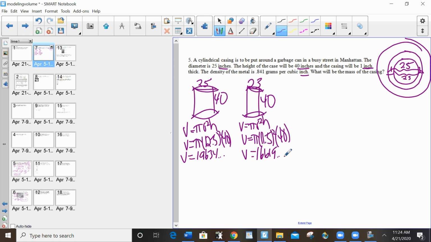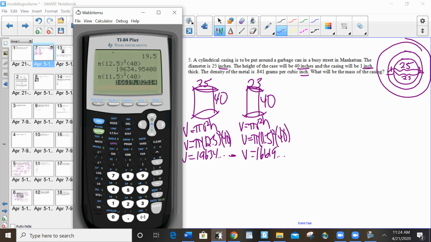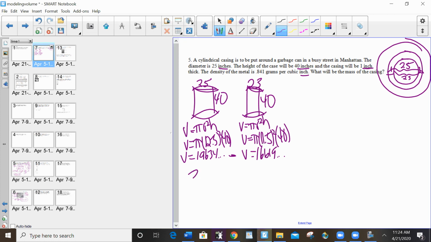And because I'm finding displaced volume, because it's hollow, I'm subtracting. I'm subtracting that hollow, empty cylinder out of the whole cylinder. So when I subtract them, I'm just going to copy and paste. Again, you don't want to round until the very end. Minus this. I get 3,015 dot dot dot. And this is cubic inches.